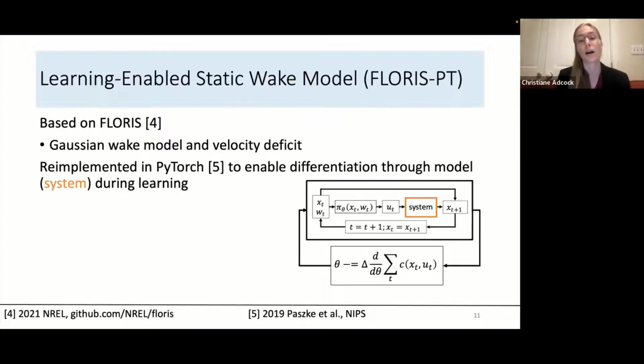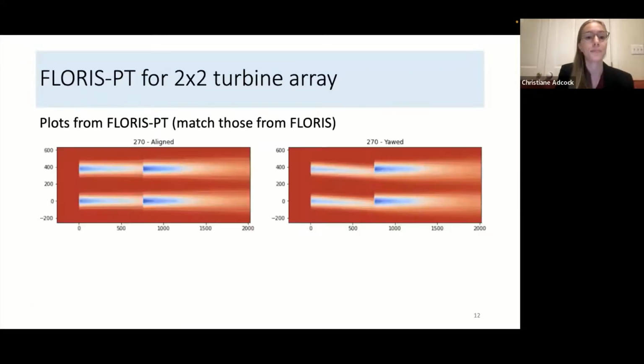So I'm going to start by talking about a static case here, a static wake model, because of just the implementation difficulties. That's where I was starting. So the specific wake model I used was FLORIS, and I started with their Gaussian wake model and velocity deficit. I re-implemented this model in PyTorch. And again, that's to enable differentiation through the model. I want to differentiate through this orange block here to do the gradient descent update step.